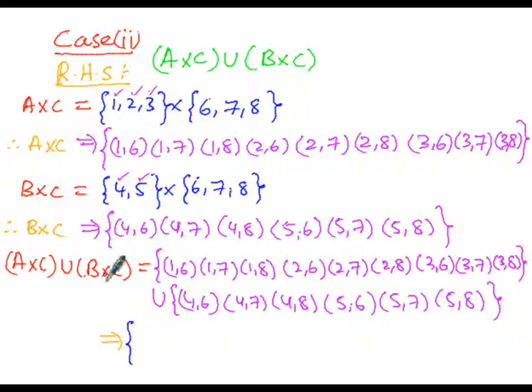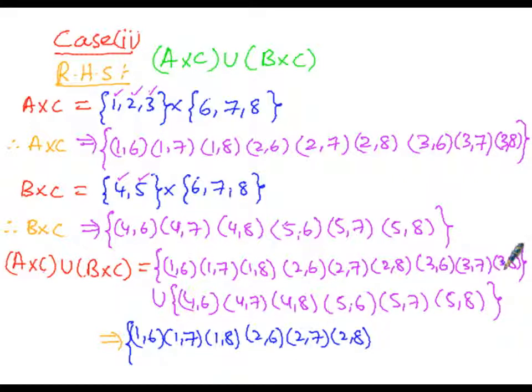So first of all, let us write all the elements of the first set, that is 1 comma 6, 1 comma 7, 1 comma 8, 2 comma 6, 2 comma 7, 2 comma 8, 3 comma 6, 3 comma 7, 3 comma 8, 4 comma 6. Here we have to see whether these elements are occurring here or not.